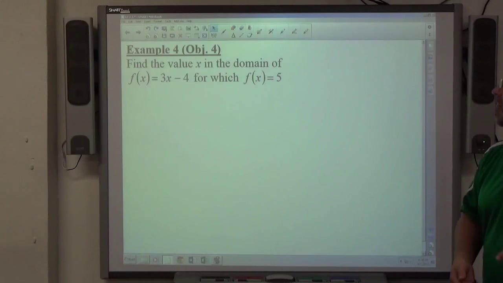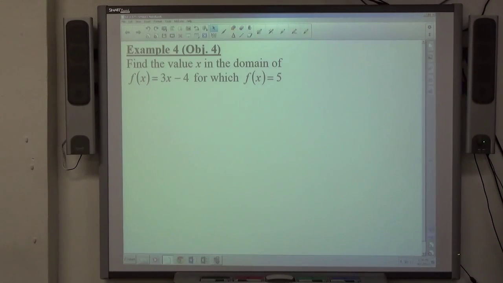Okay, final example today. Find the value of x in the domain of f of x equals 3x minus 4 for which f of x equals 5. It is a very wordy problem that asks you to do something very, very simple.